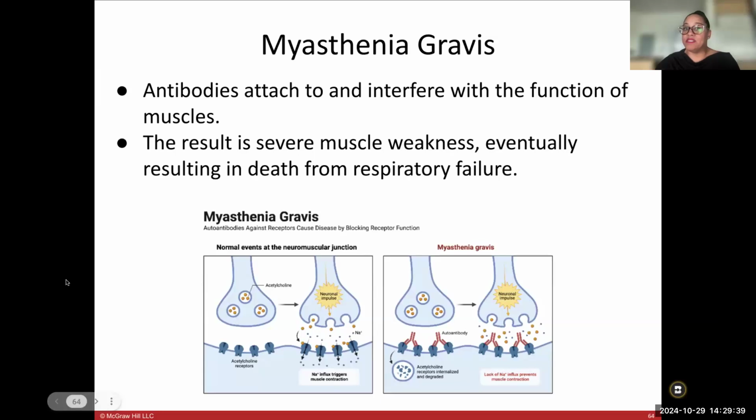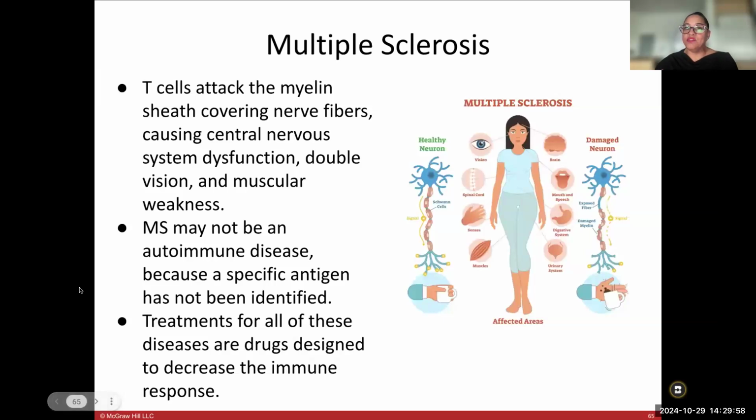Myasthenia gravis. Antibodies attach to and interfere with the function of muscles. The result is severe muscle weakness, eventually resulting in death from respiratory failure, because we actually need our muscles in our thorax to function properly so we can breathe properly. And multiple sclerosis. Our T cells will attack the myelin sheath covering our nerve fibers, causing central nervous system dysfunction, double vision, and muscular weakness.